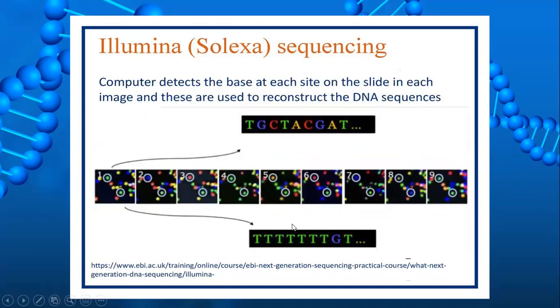Then the next step is the computer detects the bases that are added to each cluster on the flow cell, and each base in the cluster gives out a characteristic fluorescent signal. And this information is used to reconstruct the DNA sequences. As you can see, it gives off these fluorescent signals in these sequential images to reconstruct the DNA sequences.